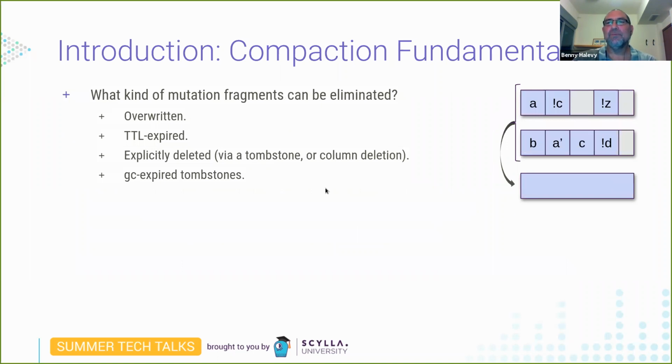Let's dive a little bit more into the details. We prepared a little animation that will depict different kinds of mutations that we compact. So first, let's look at A and A prime. A in this case is overwritten by a new version of the cell, marked here as A prime. In this case, we can eliminate A and just copy A prime into the compaction output SSTable.